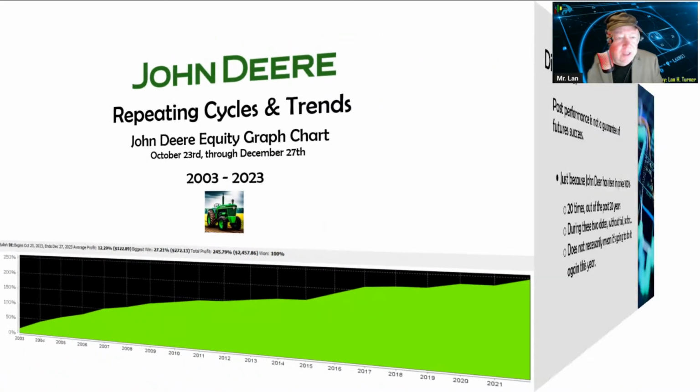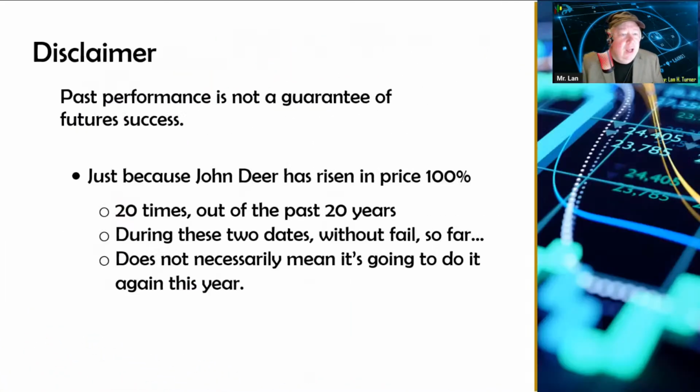Here's another one. I just wanted to say, past performance is not a guarantee of future success. We have to keep that in mind. Just because John Deere has risen in price 100% of the time, actually 21 times out of the past 21 years, during these two dates without fail so far, does not necessarily mean it's going to do it again this year. You have to remember that. This is past performance.